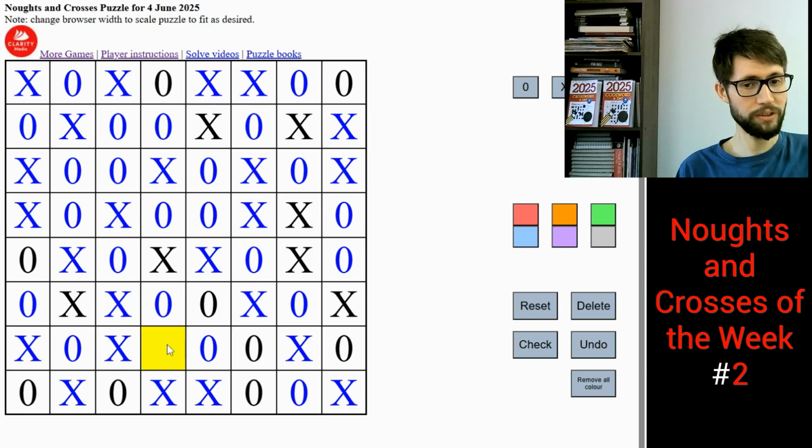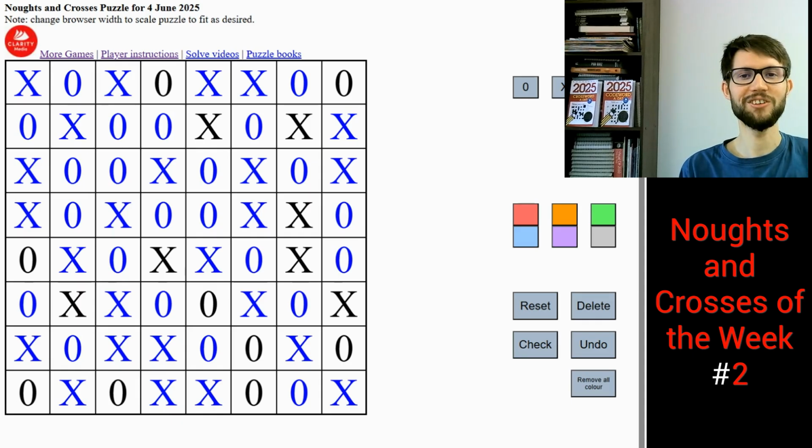So I'll check. Hopefully it's correct. Yes, it's correct. Right. So that's the Noughts and Crosses puzzle, which is available at our website, a new one every day. If you see my first weekly Noughts and Crosses, you'll see this one's a bit slower. I think this was a fair bit harder because there wasn't as much immediate writing. But that doesn't mean it wasn't a fun puzzle.